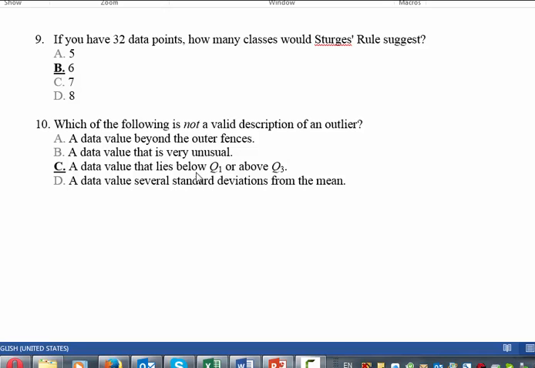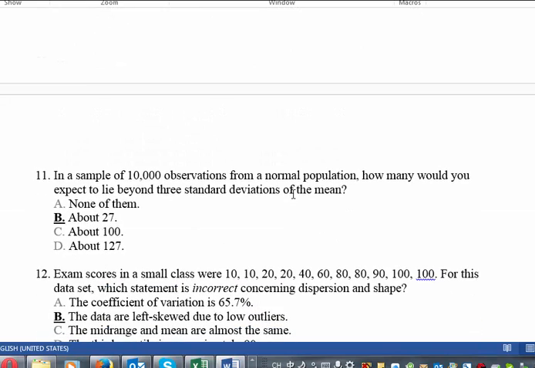C, a data value that lies below Q1 or above Q3, the first quartile and the third quartile. That is not a description of an outlier, because if it's just below Q1 or just above Q3, it still is not very unusual. So C is the answer. D, a data value several standard deviations from the mean. Now we know if it is more than 2 or 3 standard deviations, we call that an outlier. Okay. So that's question number 10.